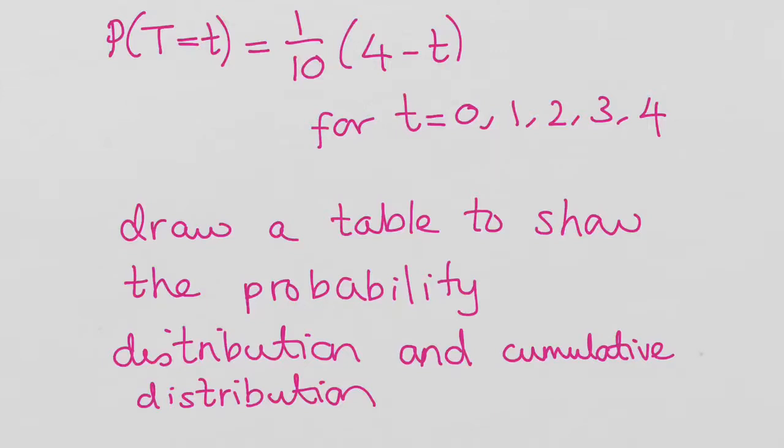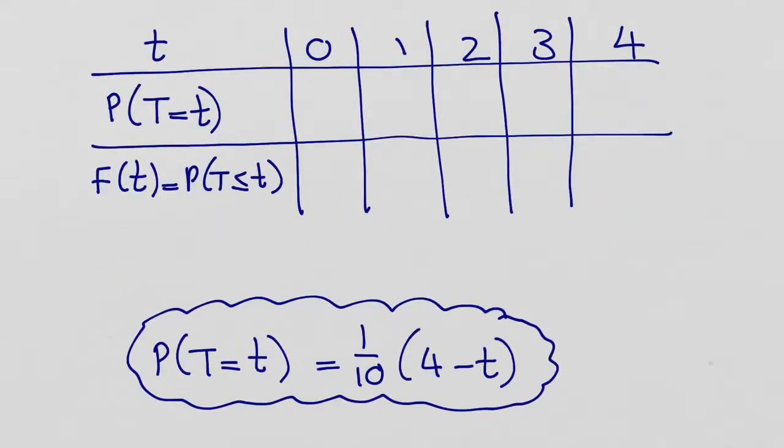So, firstly, let's work out those probabilities. So I've got the probability here that capital T equals little t. So this is my probability distribution. And this underneath, this is capital F of t, which is T being less than or equal to t. So this bottom one, this is the cumulative one. And this one up here will just be the individual probabilities. So that's my probability distribution. And then I want to see what it looks like when it's cumulative.